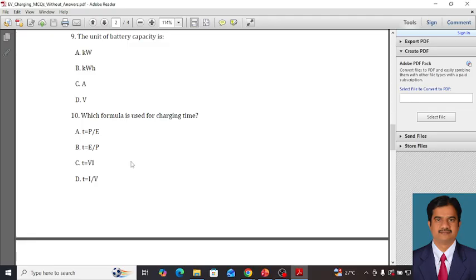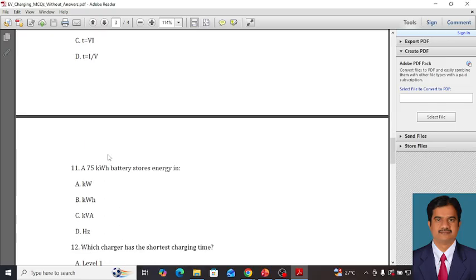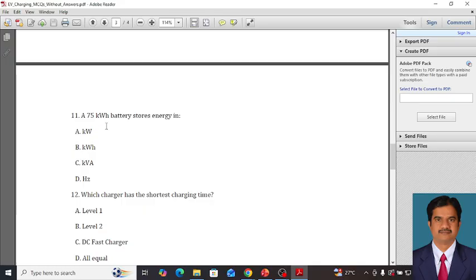E by P, sir. Correct. Option B, that is, T is equal to E by P. A 75 kilowatt battery stores energy in option B, sir, kilowatt hour, because it is itself shown as given.